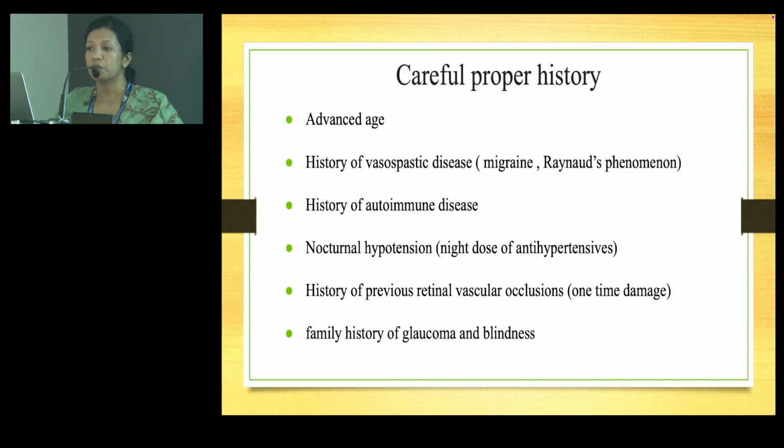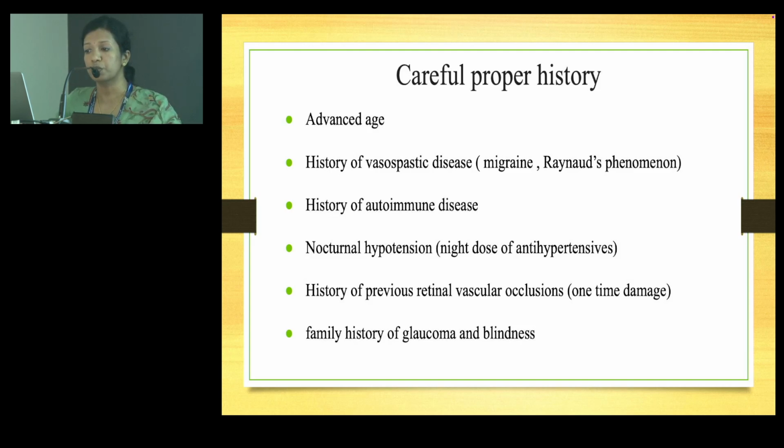Take a careful proper history. Patient usually presents at an elderly age. If the patient is presenting at an age less than 50 years with atypical findings, we have to think of the masquerades of normal tension glaucoma. Ask for a history of vasospastic diseases like migraine, Raynaud's phenomenon, autoimmune diseases like multiple sclerosis, sarcoidosis, and if the patient is taking a night dose of antihypertensive, you can expect to have a nocturnal hypotension. You can ask the history for that.